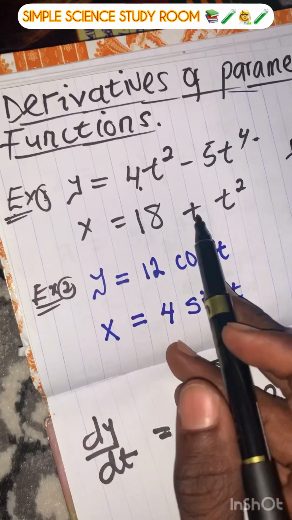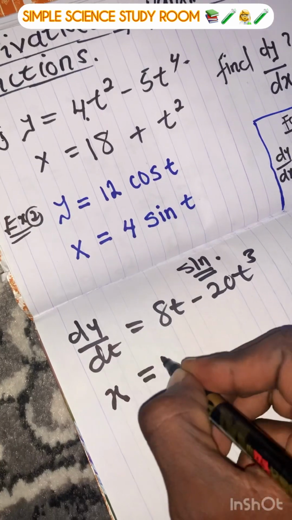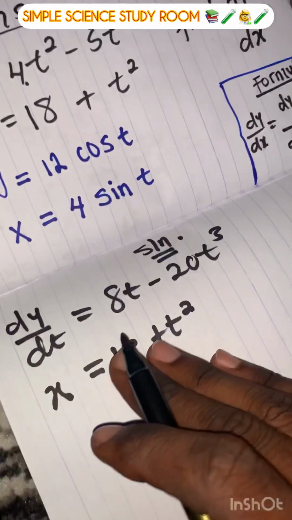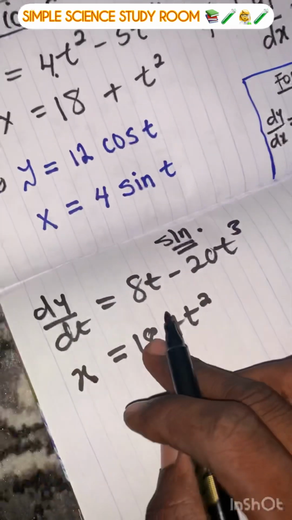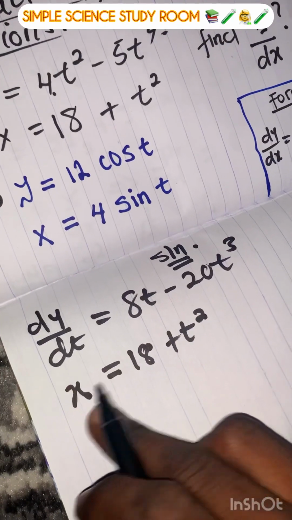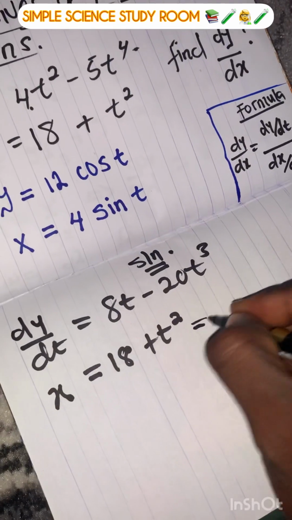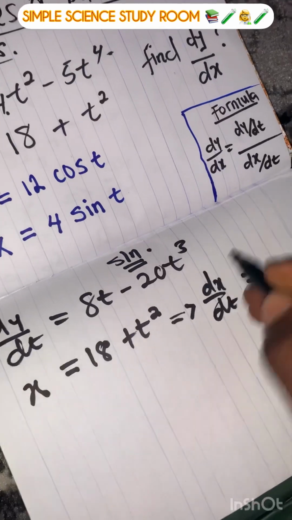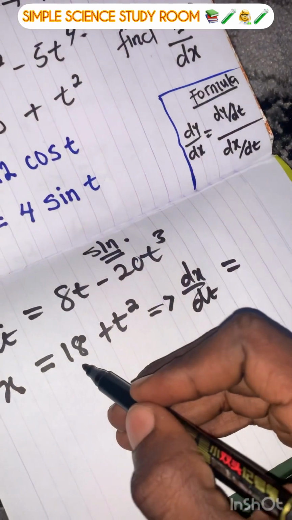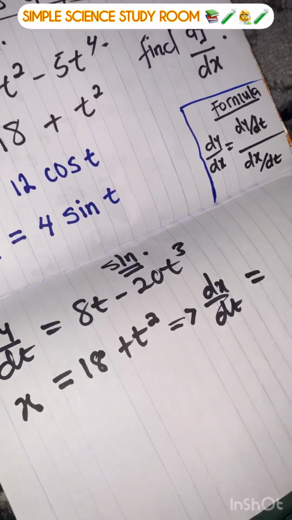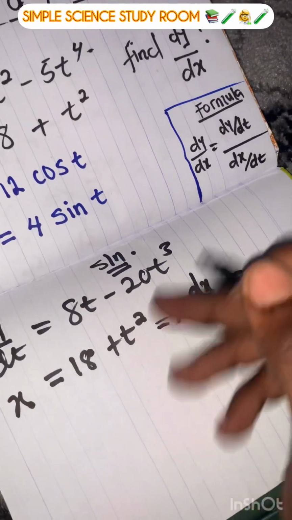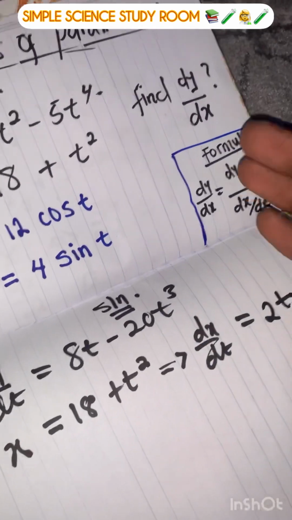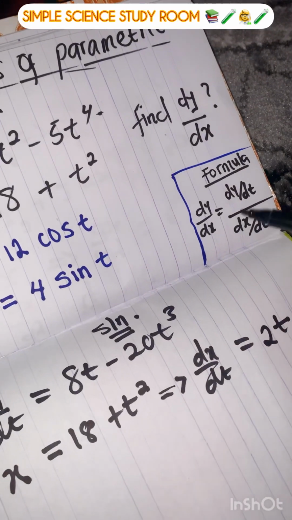Using this given function, x equals 18 plus t squared, we find dx by dt. As x is a function of t, this implies that dx by dt equals: 18 is a constant real number, therefore its derivative is 0. Now we differentiate this t squared. It would be 2t.